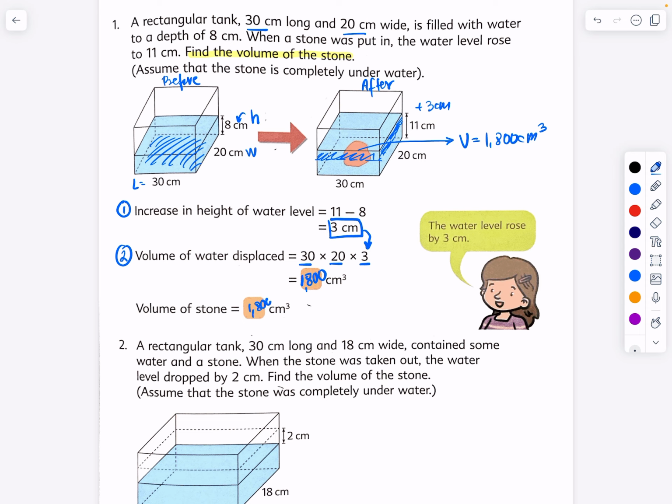You see what a neat method this is to measure the volume of solids, because it would be very clunky to measure the volume of irregular shapes such as this brown stone.